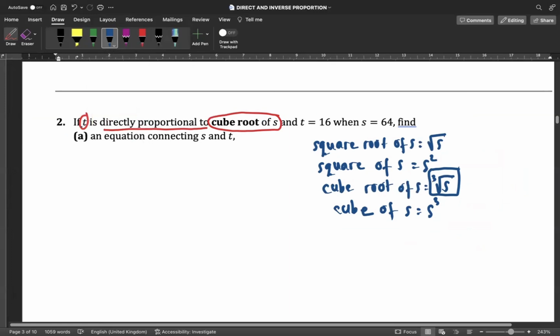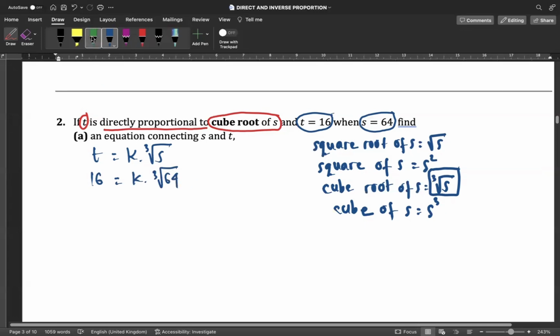t is directly proportional to the cube root of s. So the general equation would be t equals k times the cube root of s. Let's find the value of k by substituting t equals 16 and s equals 64 in this equation. So 16 equals k times the cube root of 64.